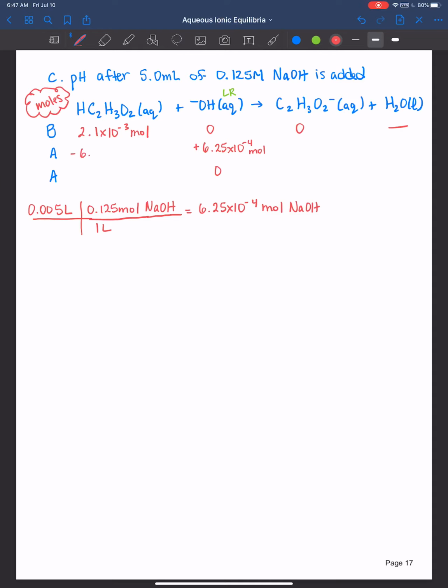So we will subtract out that many moles because it's reacting with our acetic acid. And we have 1.475 times 10 to the negative third moles of acetic acid left over. But remember, as we're reacting, we're creating product. We're creating conjugate base. So we want to add that in here on this side of the equation.